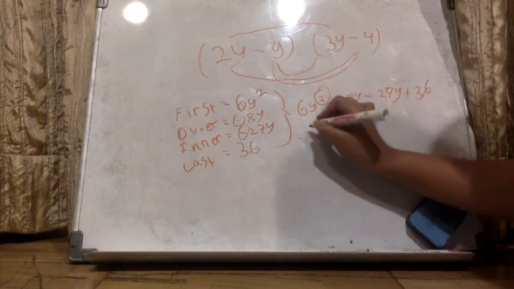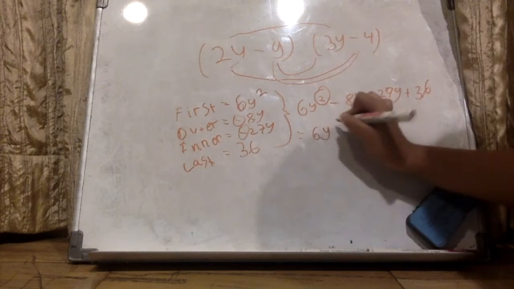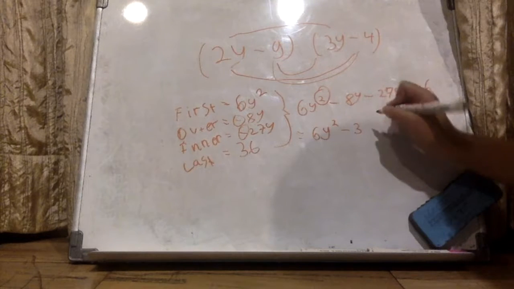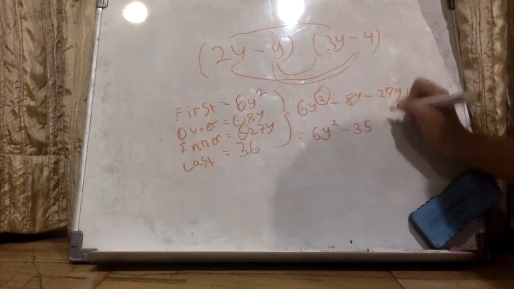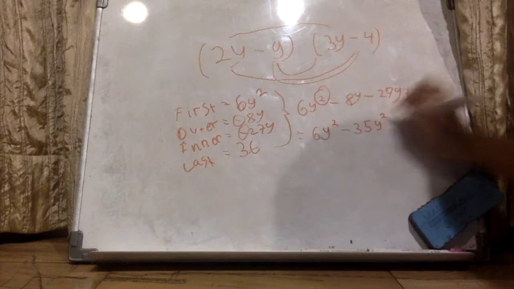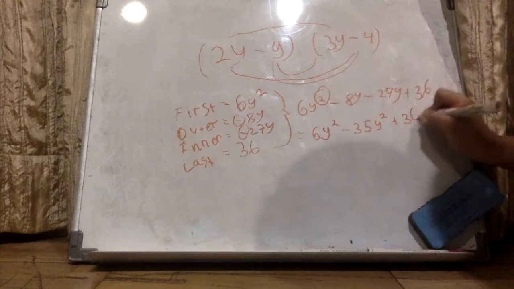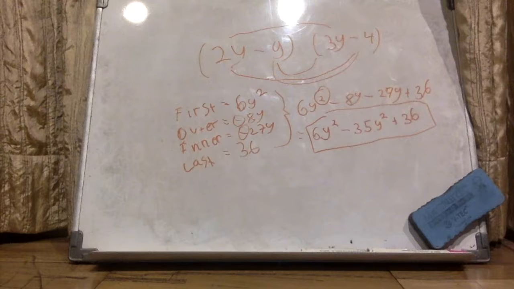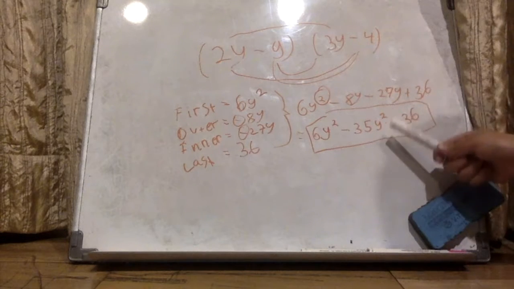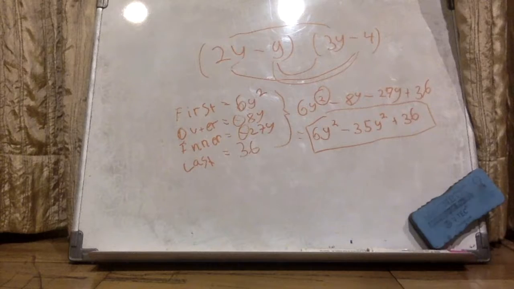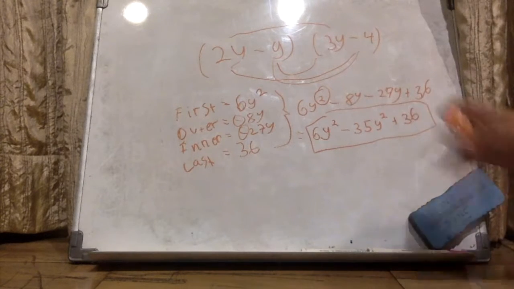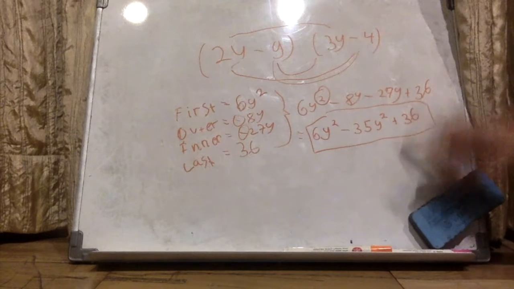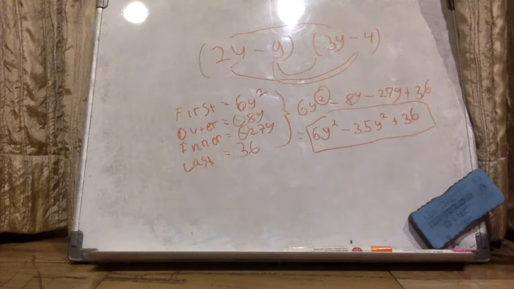So it's going to be 6y squared minus 35y plus 36. And there you have it, your simplified and expanded equation. This is what you call a double bracket equation. I'm sorry I just said it now, but yeah, this is the simplified answer and the expanded answer.